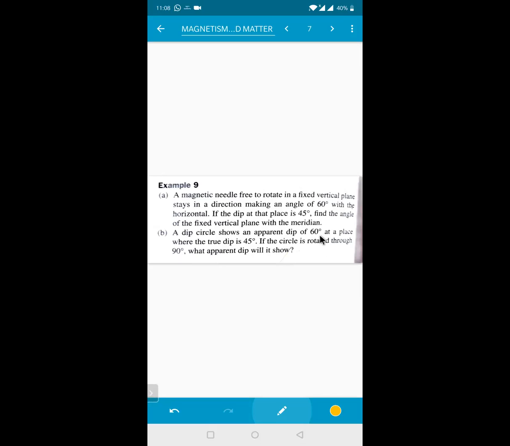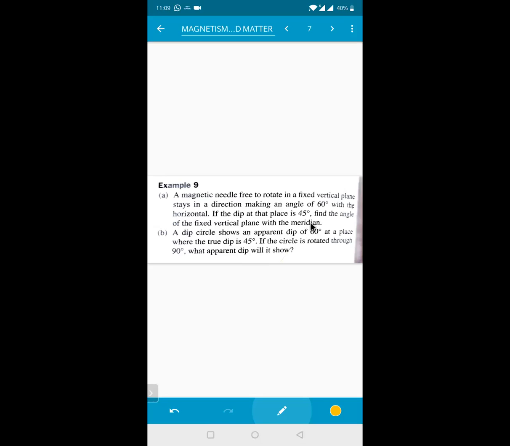A dip circle shows an apparent dip. Apparent dip means what? Phi. Phi value is given how much for me? The first apparent dip is nothing but phi 1. At a place it is given 60 degrees. True dip is 45 degrees. The circle is rotated through 90 degrees. So it is being rotated by 90 degrees. What will be the apparent dip? It will show. That means phi 2 value will be equal to how much?